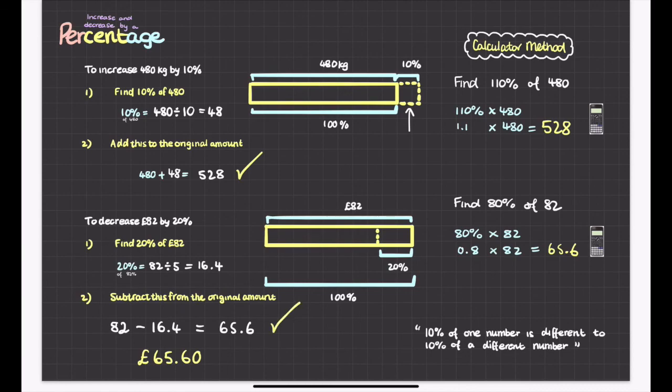Okay, one thing that you do need to be careful of when you're doing these kinds of questions is just remember that, I've written it down here, 10% of one number is different to 10% of a different number, or any other percentage for that matter. So just be careful when you're increasing and decreasing by percentages. You're always going off your original number. Okay, so when it gets a little bit harder, you always remember 100% represents your original number.